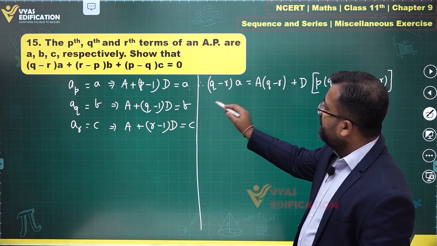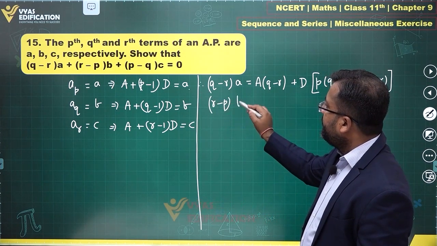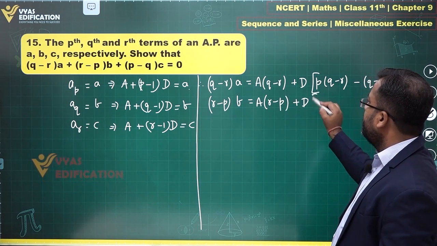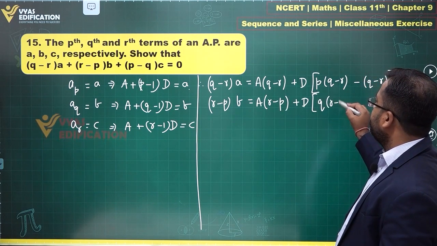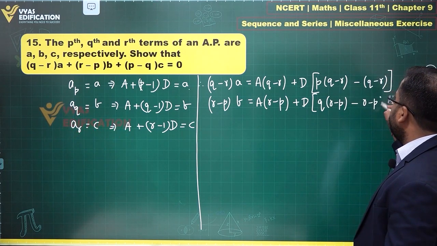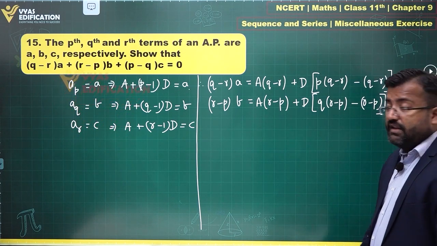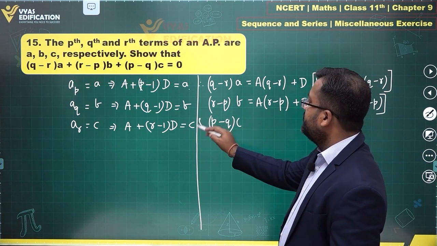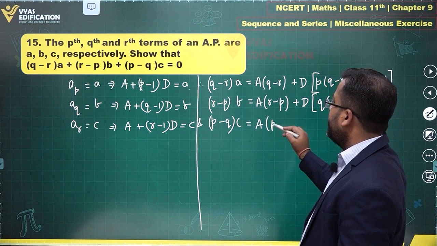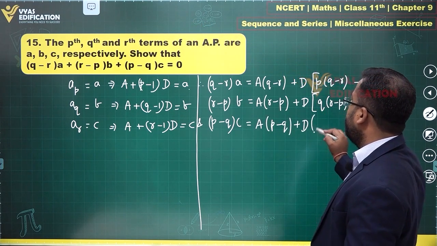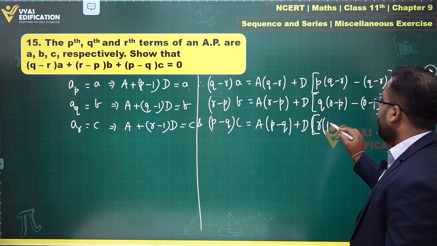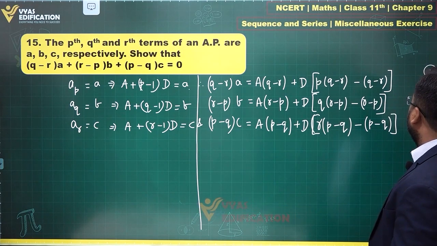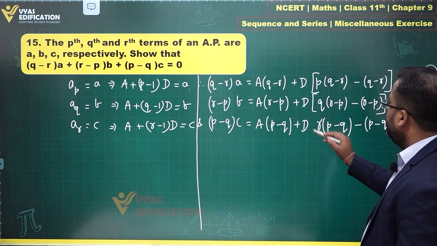Similarly, you can multiply b with (r minus p): A times (r minus p) plus D times, you have q times (r minus p) minus (r minus p) is what you get, right? The next term will be (p minus q) times c, which is A times (p minus q) plus D times r times (p minus q) minus (p minus q). This is what you get.